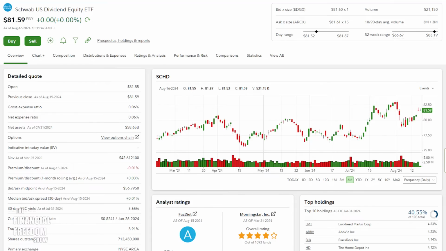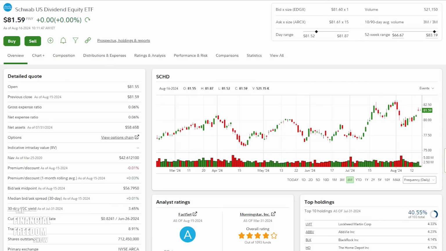Moreover, as investors move to income-generating assets, the increased demand could also drive up the prices of SCHD's holdings, leading to capital appreciation on top of the dividend income. This dual benefit makes SCHD an appealing choice for those looking to balance income with potential growth.